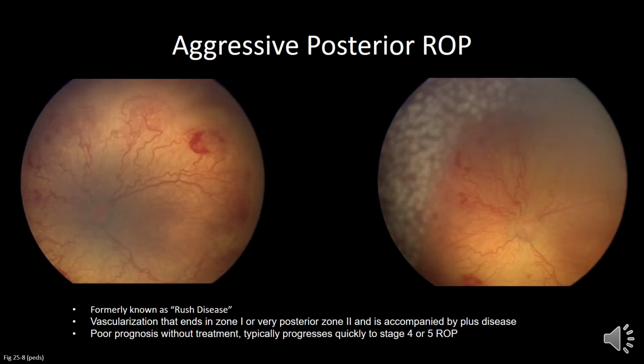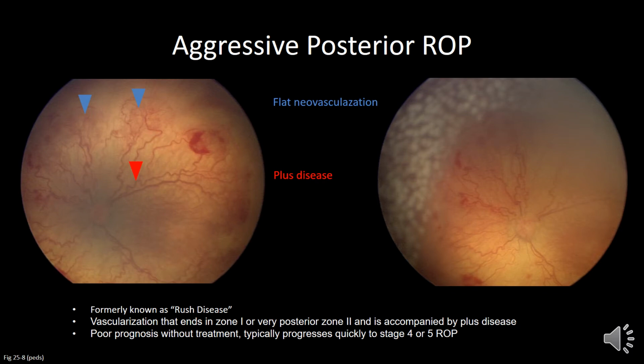Aggressive posterior ROP, formerly known as rush disease, is a severe form of ROP defined as Zone 1 or posterior zone 2 disease associated with plus disease involving all 4 quadrants of the posterior pole. Here we can see flat neovascularization at the junction of the vascularized and avascular peripheral retina. This disease is difficult to treat and often has a poor prognosis without treatment.